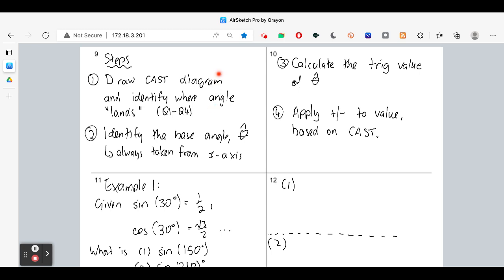Number 1, draw a cast diagram and identify where the angle lands. Quadrant 1 to quadrant 4. Identify the base angle, the reference angle, theta hat, and it's always taken from the x-axis, never from the y-axis. Theta hat is always defined from that. Number 3, calculate the trig value of theta hat and then apply plus or minus to the value.